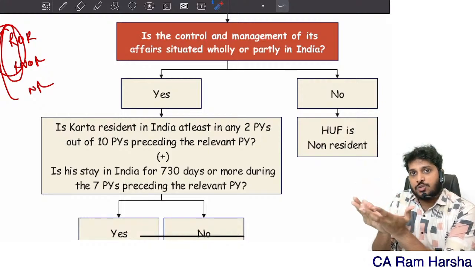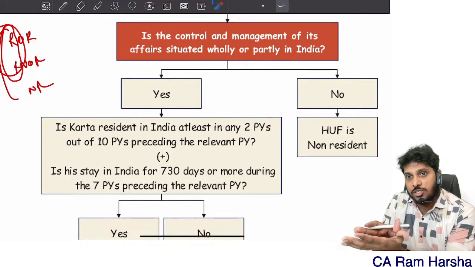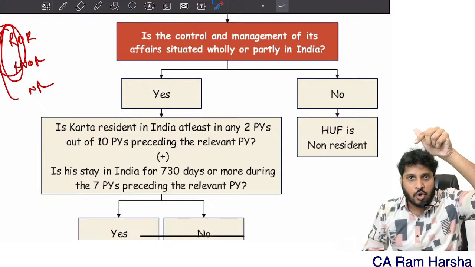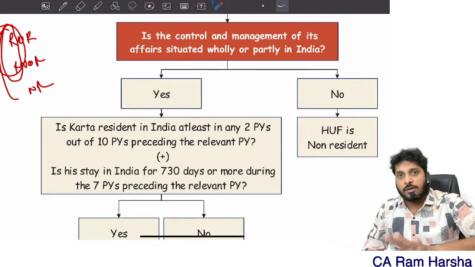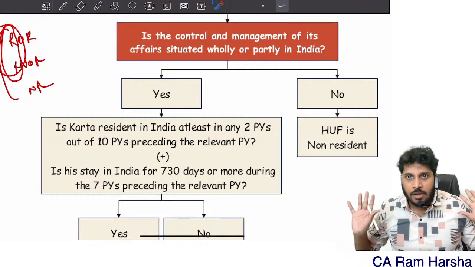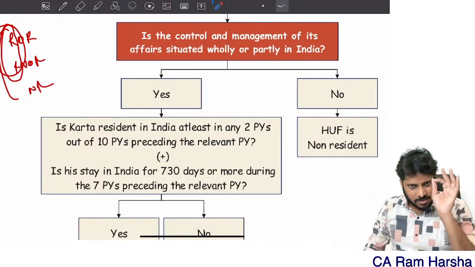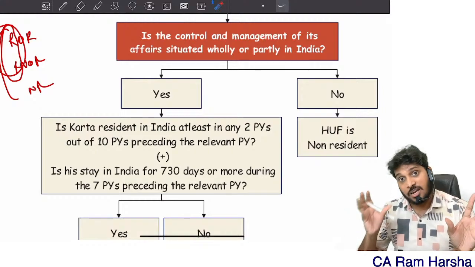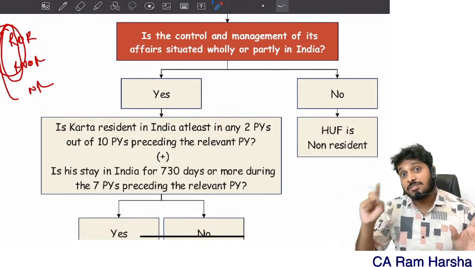If the Karta fails to satisfy either additional condition, the 730 days logic or the 2 years out of 10, any one failed, then HUF will only be RNOR. One clarification. For a particular year, 23-24, HUF can be ROR while Karta can be a non-resident, because Karta himself is first an individual.